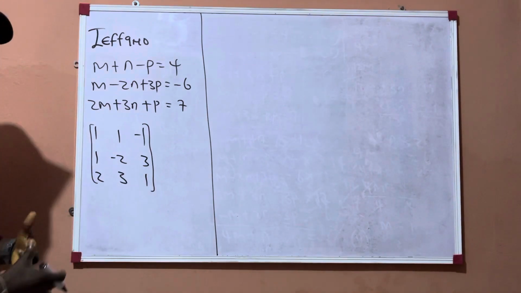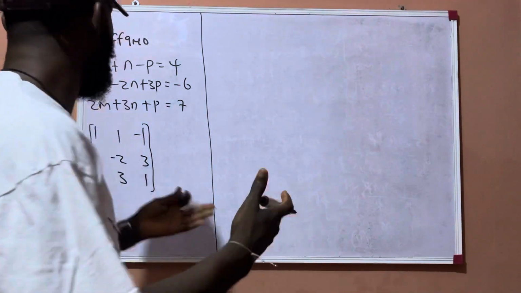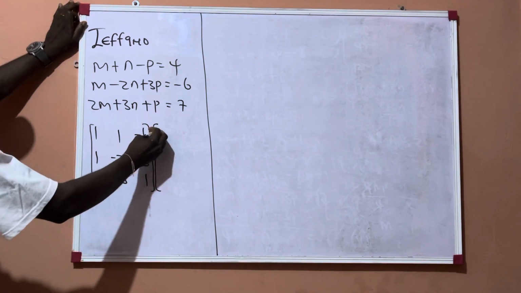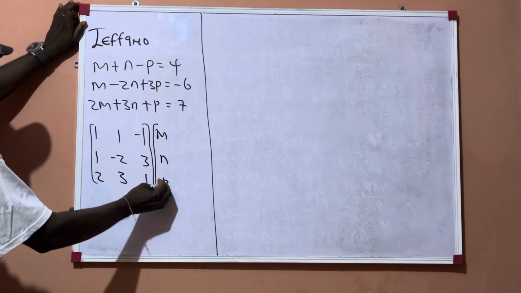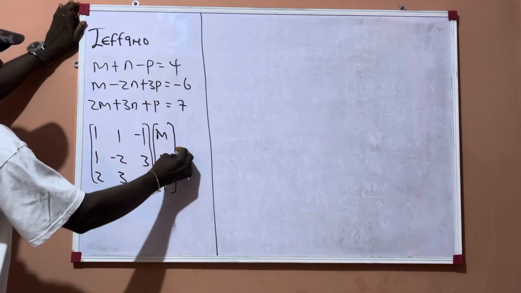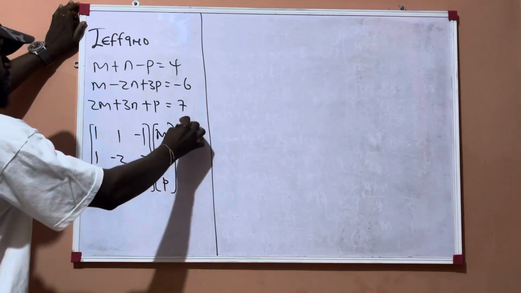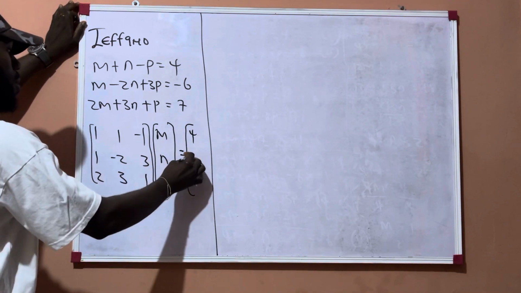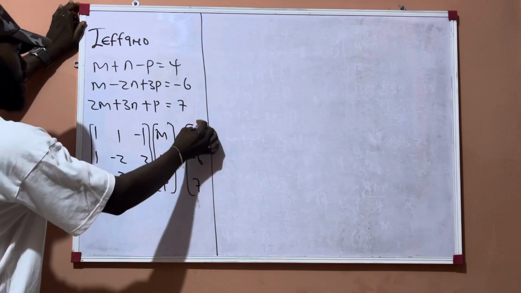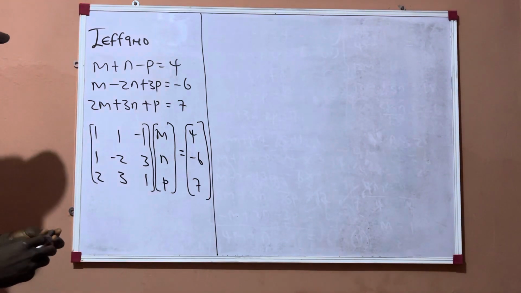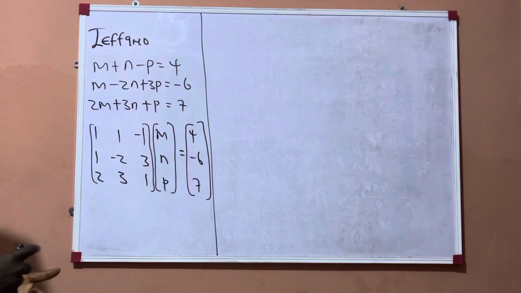Now you ask, what are the variables involved in these equations? They are m, n, and p. So we introduce them as a column: m, n, and p. And then, what are the constants? The constants are 4, minus 6, and 7. You will notice that from these equations, I have represented them in a matrix format.